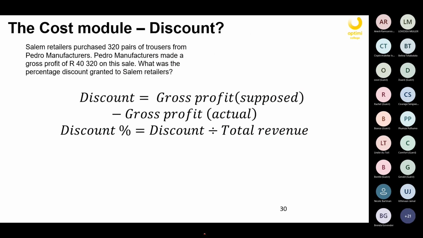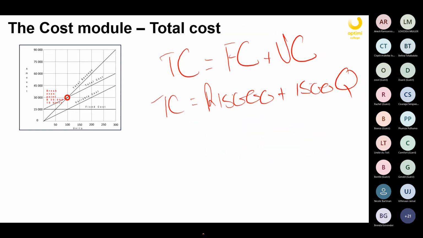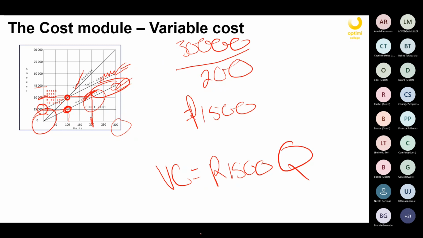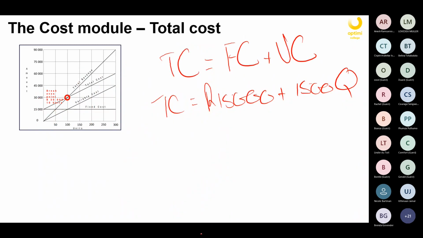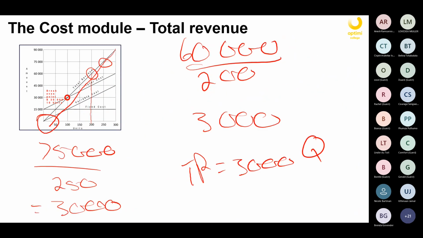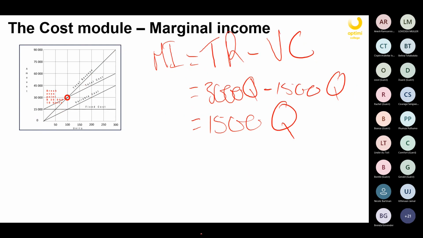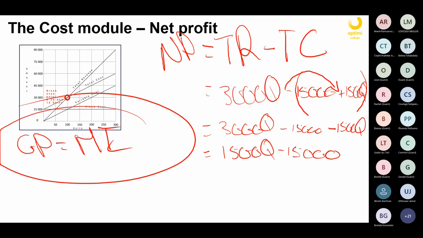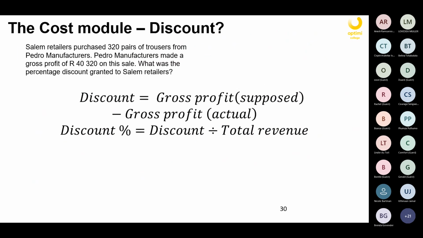So there we've got all the calculations that we need to do. Fixed cost, total cost, total revenue, marginal income, net profit. Gross profit is the same as marginal income. Okay. This is a question that they love.